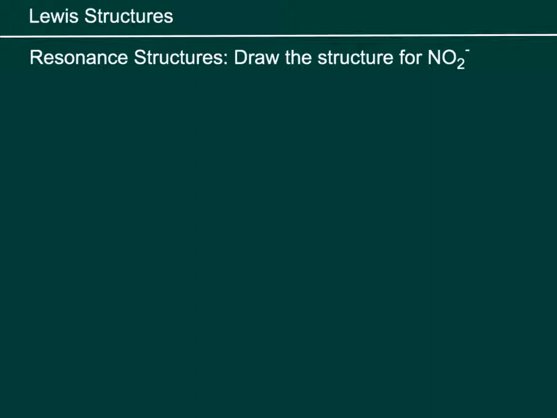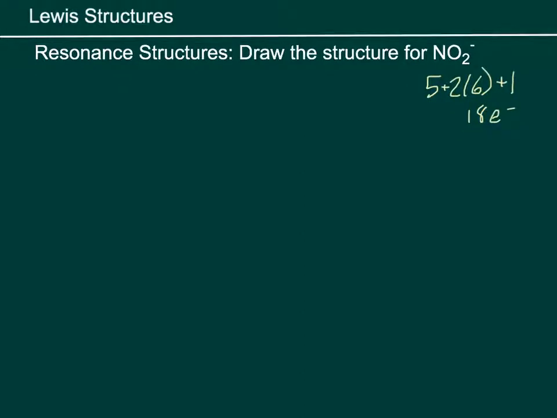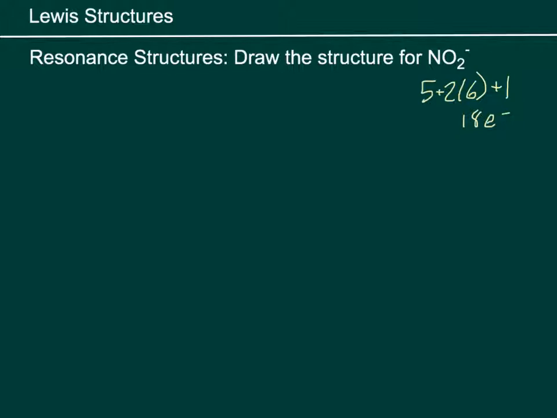So the first one we're going to look at is NO2 minus, so resonance structure. If we look at NO2 minus, the first step is to follow the same exact things we do for any Lewis structure. So we need to identify the number of valence electrons. That's 5 for the nitrogen, 2 times 6 for the oxygen gives me 12, and there's one more for the negative charge. So at the end of all this we end up with 18 electrons. Okay, so I have 18 total valence electrons I'm dealing with, and now I'm going to go ahead and lay out the structure.